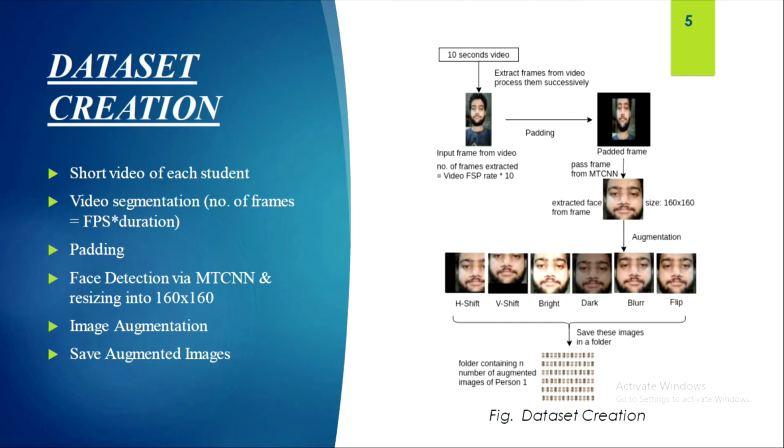Now as soon as this augmentation is completed, all the images are saved into a folder corresponding to the student ID, and likewise we can create a dataset of all the students of a particular class. Once this whole process is complete, the work of this dataset module is over. Now let's move on to the next module.